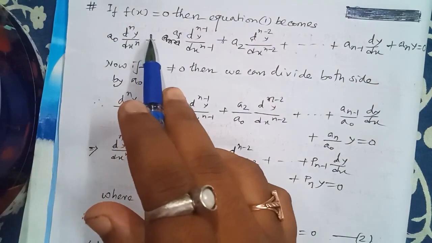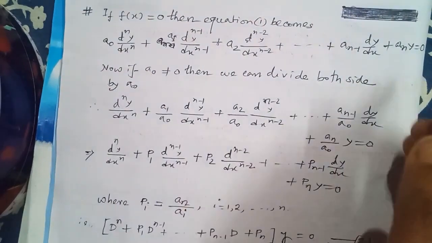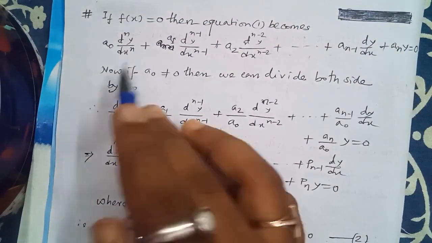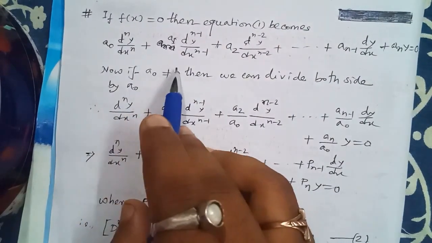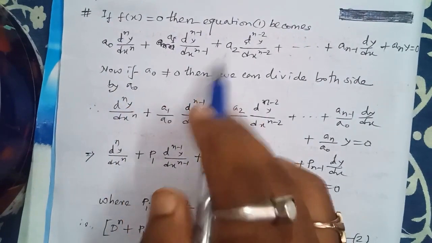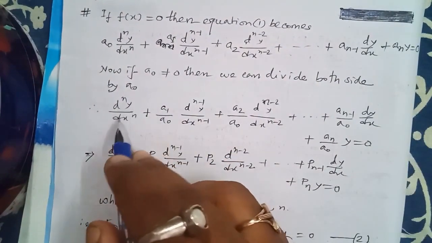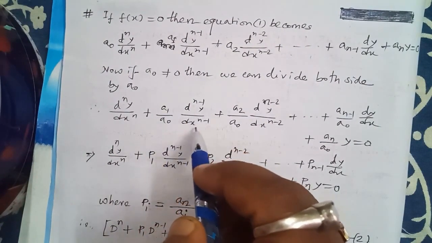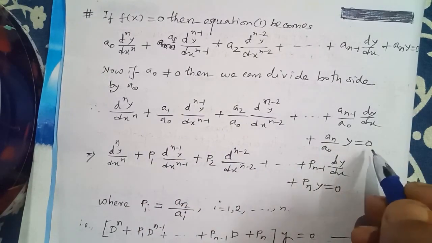If f(x) is equal to 0, then equation 1 has its right hand side equal to 0. Okay, now see, if a0 is not equal to 0, then we can divide the coefficients of the entire differential equation by a0, like d^n y/dx^n plus a1 by a0 into d^(n-1) y/dx^(n-1) and so on, plus an by a0 into y is equal to 0.